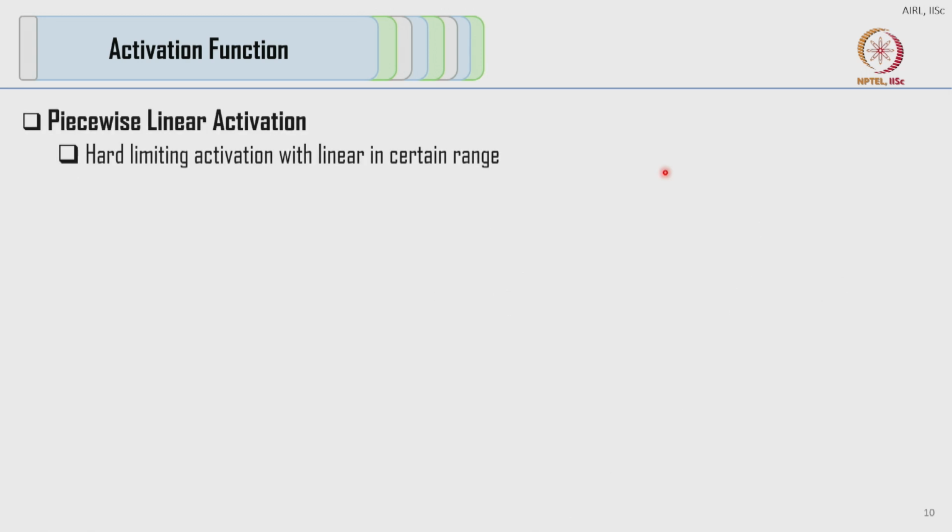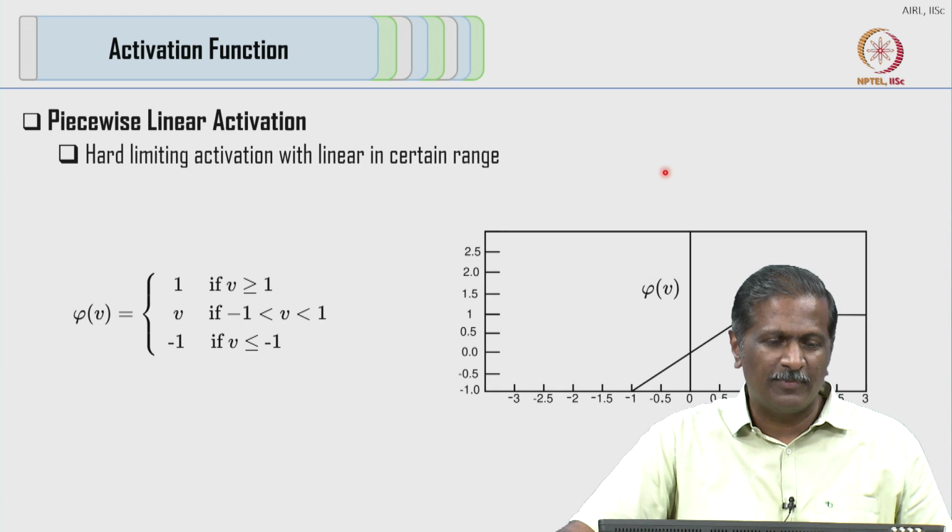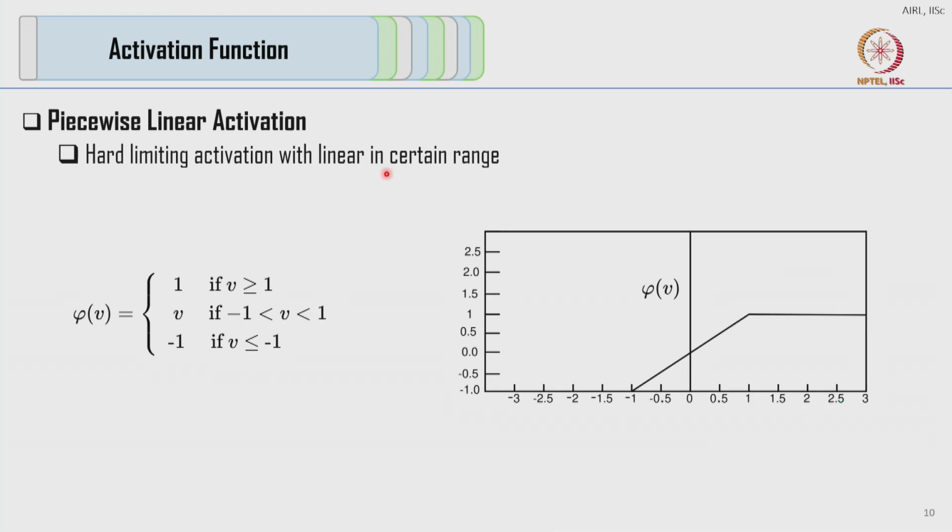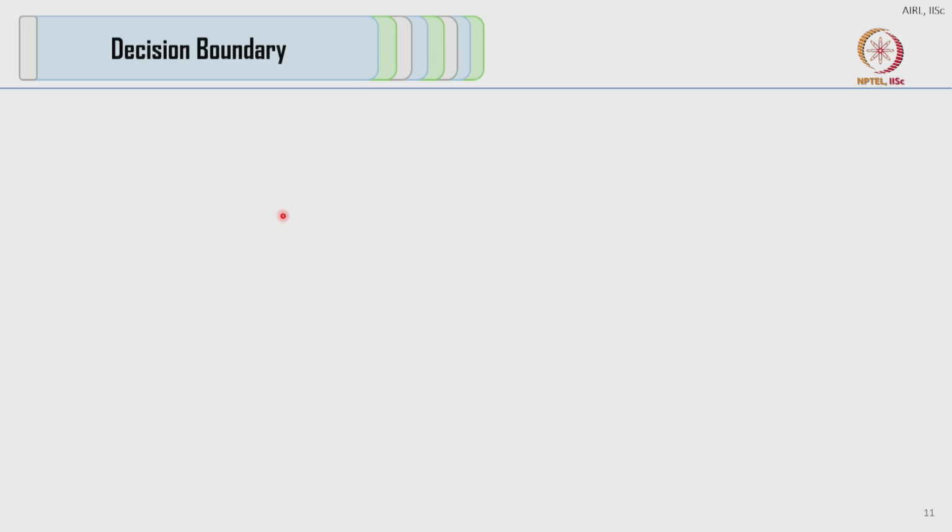You can also have a piecewise linear activation function. It is a hard limiting function with a linear range. For example, whenever the activation potential is greater than 1, it is 1, less than minus 1 it is minus 1, in between you have V. Between minus 1 to 1 it is linear, beyond 1 it is 1, beyond minus 1 it is minus 1. It is hard limited, but between minus 1 to 1 it is linear. This helps very well in approximating complex mapping in the data.